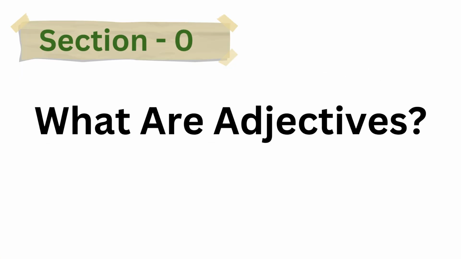Section 1. What are adjectives? So, what exactly are adjectives? Adjectives are words that describe or give more information about a noun. A noun is a person, place, thing, or idea. And adjectives tell us more about these nouns.